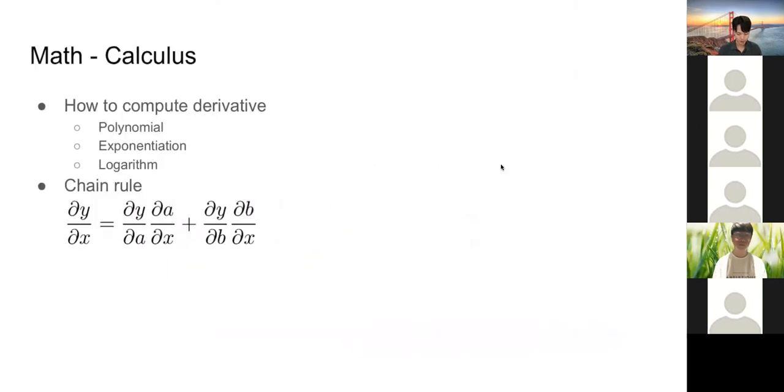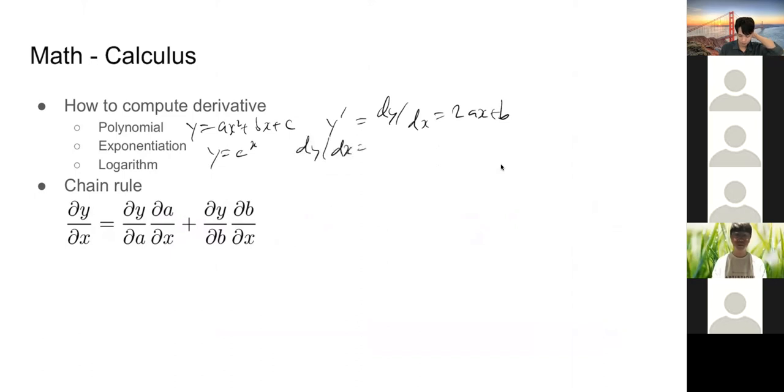The first was calculus. We talked about how we can compute the derivative of polynomials, exponentiation, and logarithm. Suppose the polynomial is y = ax squared plus bx plus c, then y prime or dy/dx is equal to 2ax plus b. Similar things for exponentiation: if y equals e to the x, then dy/dx will be equal to the original y. And if y is log x, then dy/dx is equal to 1 over x. Here the log is natural log.